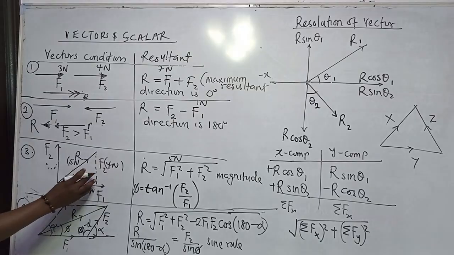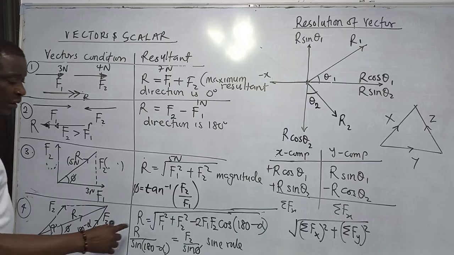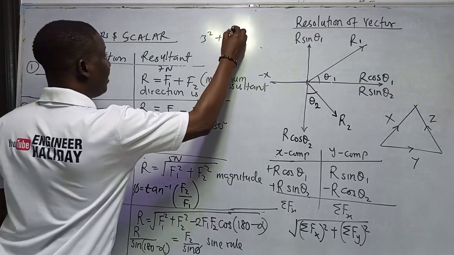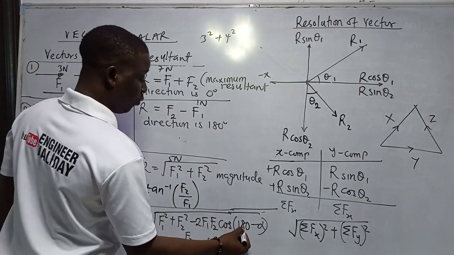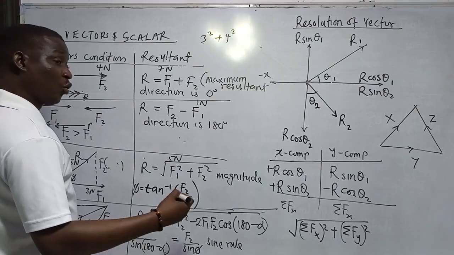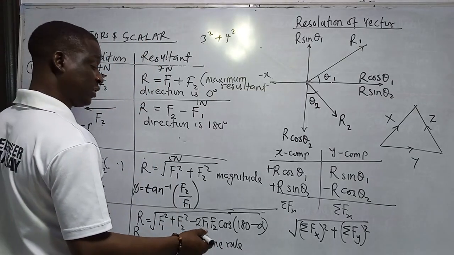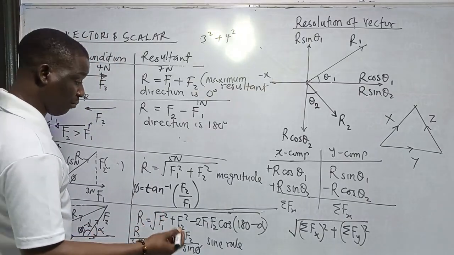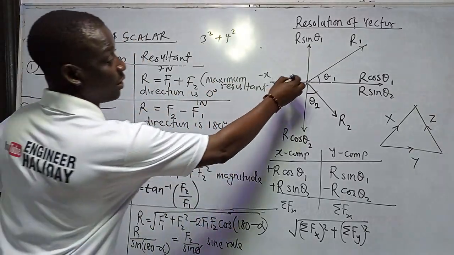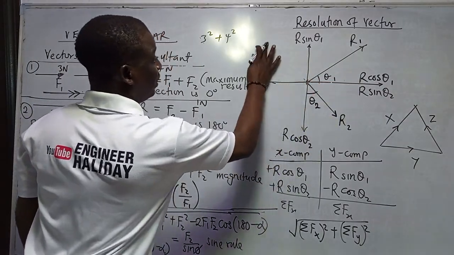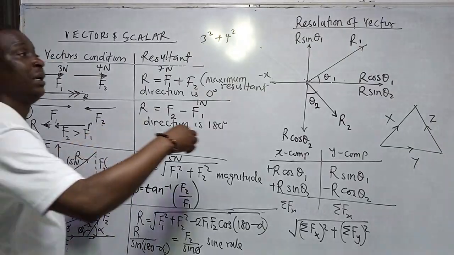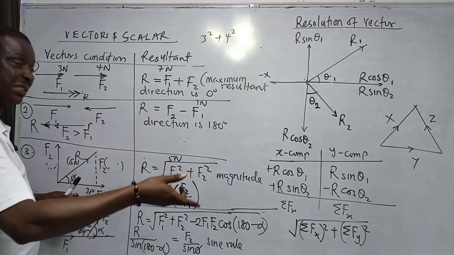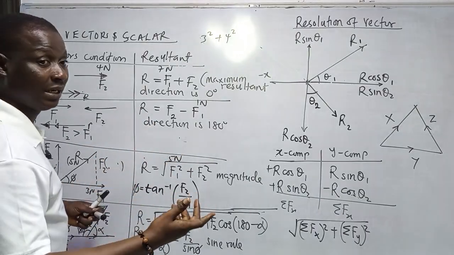Then if you take the parallelogram, let an angle of 60 be between them. You take 4 square, 3 square, because F1 is 3, and then the angle between them, let's say 60. 180 minus 60 is what? 120. Cos 120 is the same thing as what? Minus cos 60, which is minus 0.5. The reason is that cos 120 is in the second quadrant, and in the second quadrant, cos is negative. So cos 120 is negative cos 60. But sin 120 would be positive, the same as sin 60.